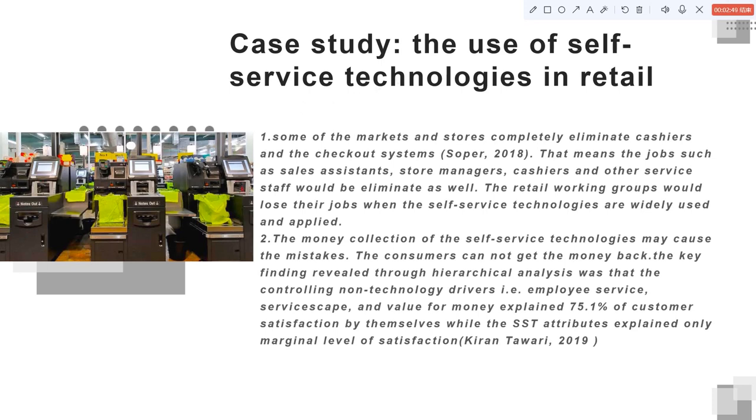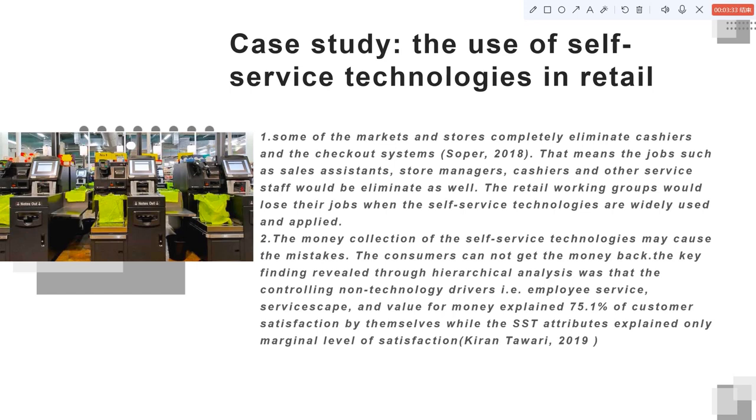Here are two moral dilemmas I will define in the case study. First is the moral dilemma between the markets and the staff who used to work in the market or supermarket. Some markets and stores completely eliminate the cashiers, the checkout systems, or the staff to help people check out. That means jobs such as sales assistants, store managers, cashiers, and other service staff will be eliminated as well. So the retail working groups will lose their jobs when self-serve technologies are widely used, and the more they are used, the more people will lose their jobs.